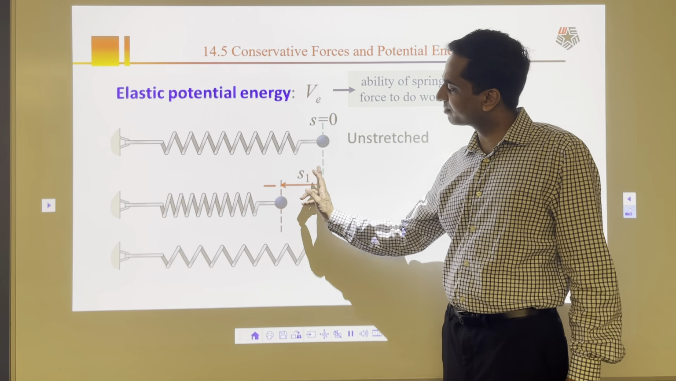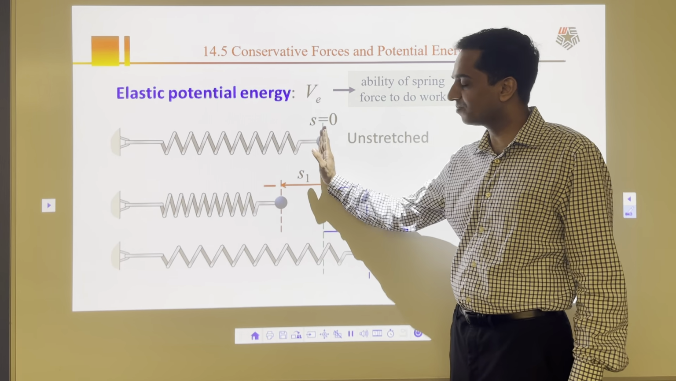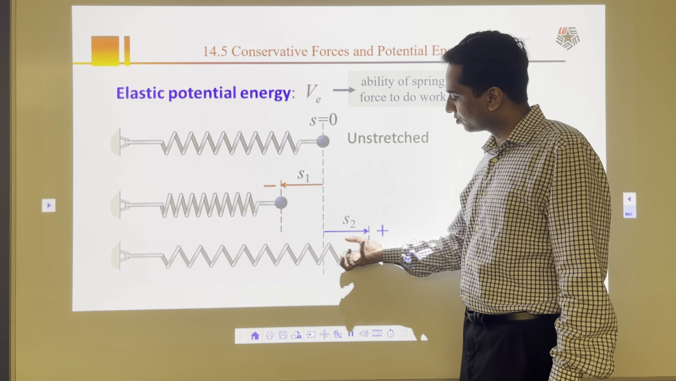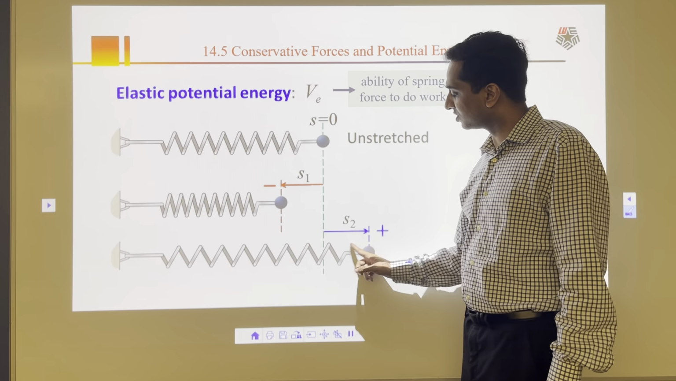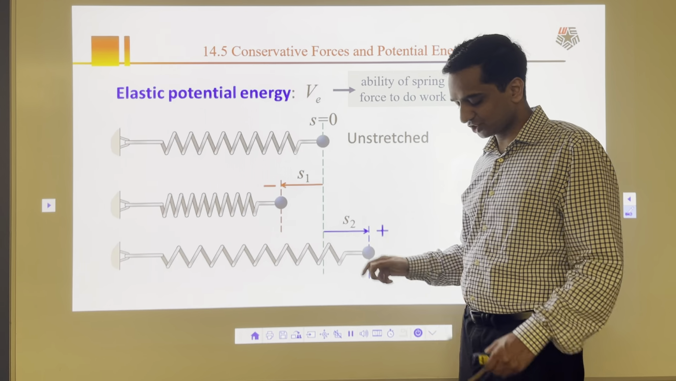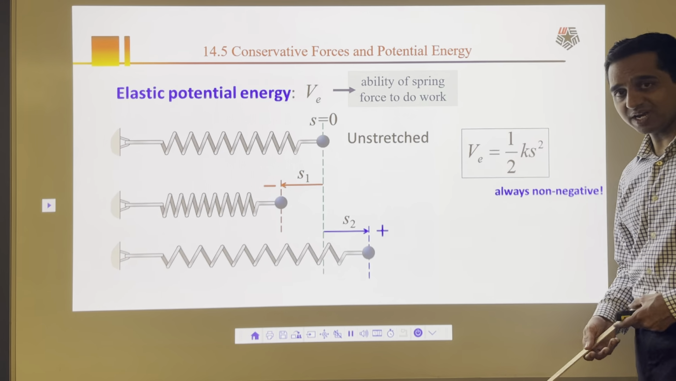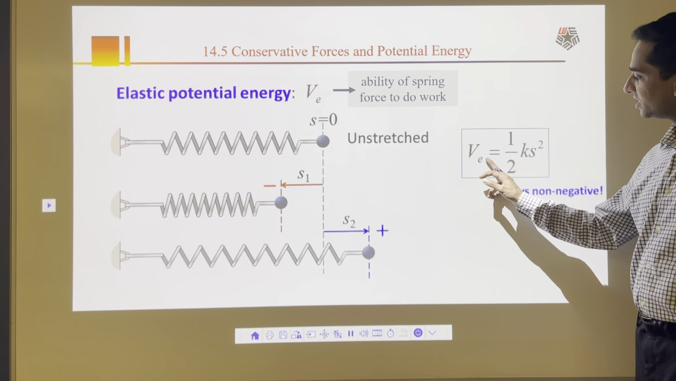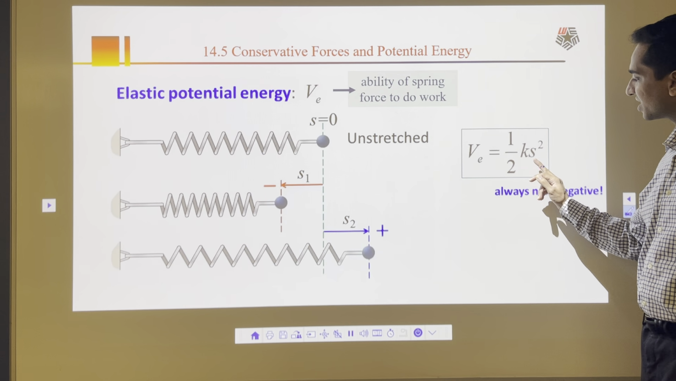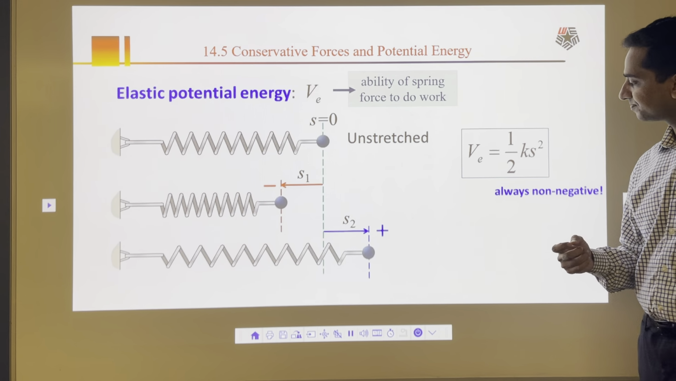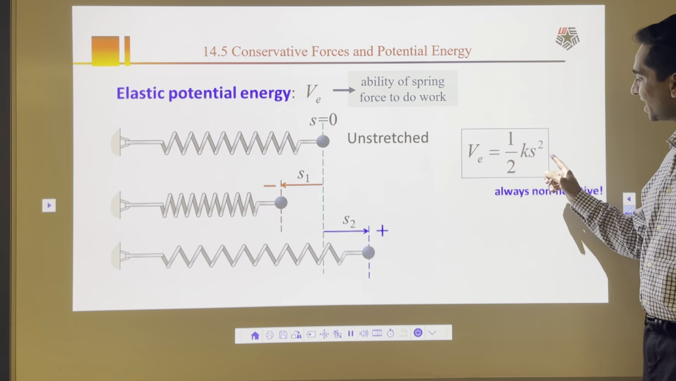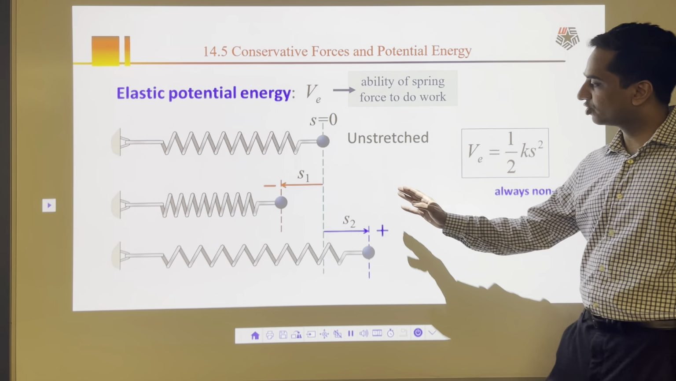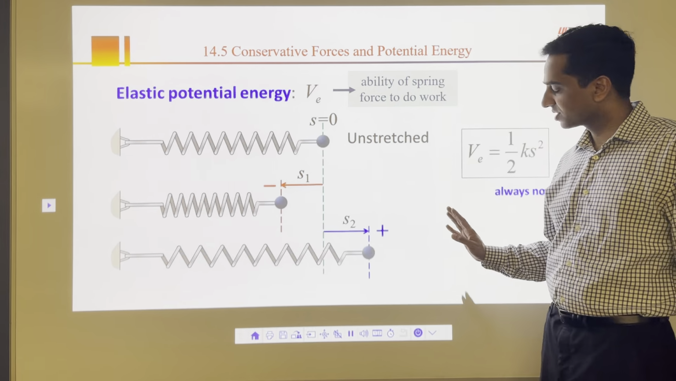If I am going to compress it, I am going to take that value as minus S1 from this unstretched position. If I am going to stretch it, I am going to take that value of S2 positive from the unstretched position. Now the formula for potential energy is V_e equals 1/2 k s squared. K is your spring constant, normally given in the problem, and s is your position, so it could be either S1 or S2.